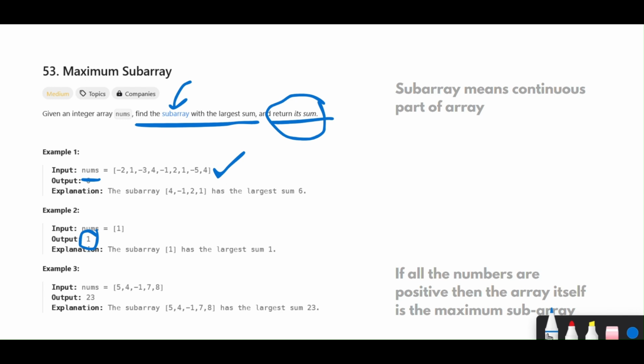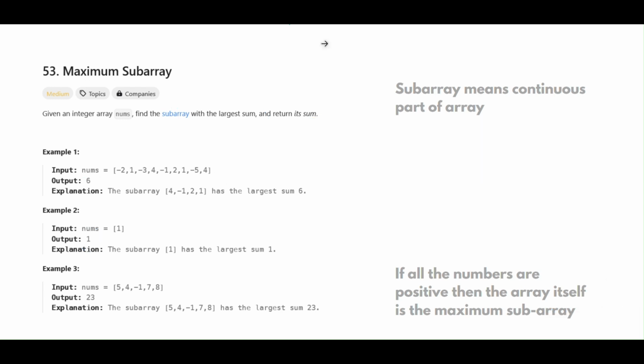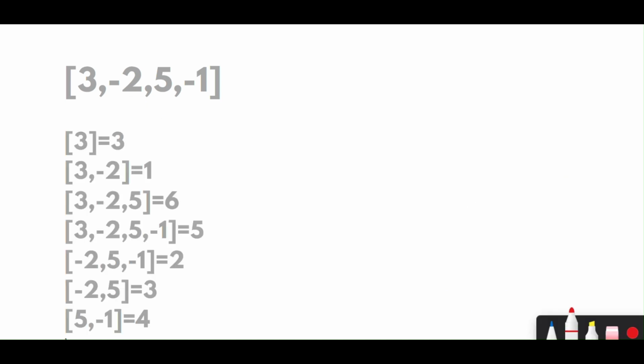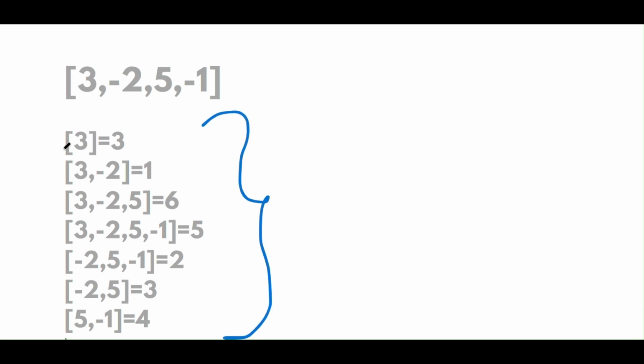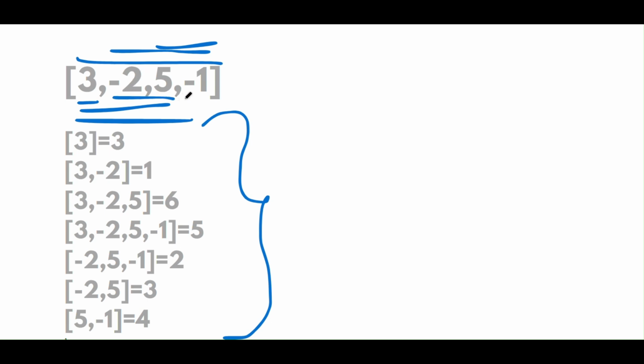Let us see this with an example. For example, if we have an array 3, minus 2, 5, and minus 1, then let's take all possible subarrays we can calculate. Here I have taken 3 as a subarray, 3 minus 2 as a subarray, 3 minus 2, 5 as a subarray, 3 minus 2, 5 minus 1 as a subarray, minus 2, 5 minus 1 as a subarray, 5 minus 1 as a subarray, and minus 2, 5 as a subarray.